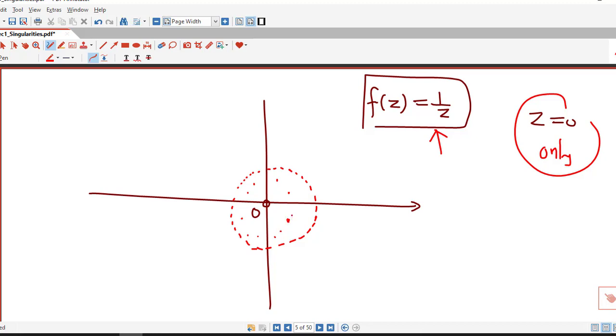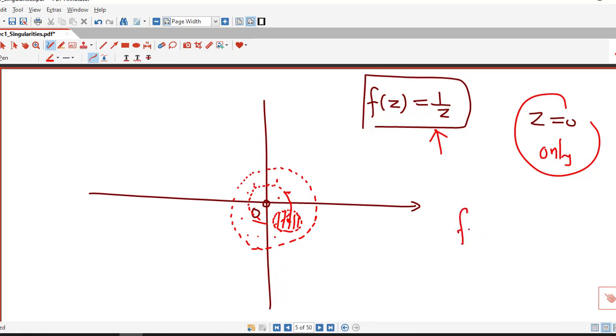If I consider this point, then I can always find some neighborhood of this point such that the function is differentiable at every point in that neighborhood. That means the function is analytic at this point. Similarly, the function is analytic at all these points. We require at least one point. In this way, if we consider any neighborhood of z0, however small, we will always have at least one point in that neighborhood such that our function is analytic at that point.